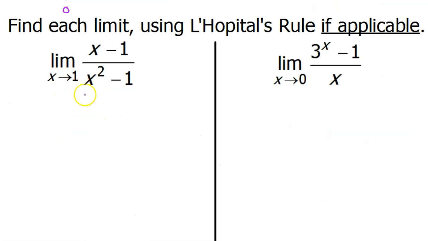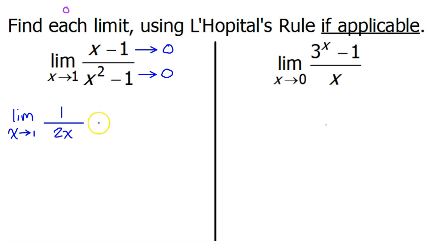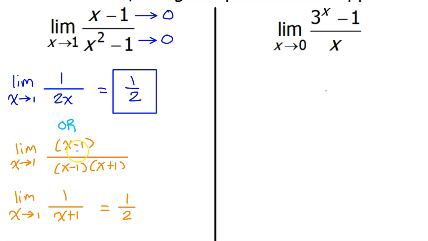Pause the video and evaluate these two limits on your own. You might or might not use L'Hopital's rule. For this first one, direct substitution gives us 0 over 0, which you must show, so we can do L'Hopital's rule. The derivative of the numerator is 1, and the derivative of the denominator is 2x. If you do direct substitution now, you get 1/2. Easy peasy. You also could have done the factor and cancel method that we learned back in Unit 1. Same answer.